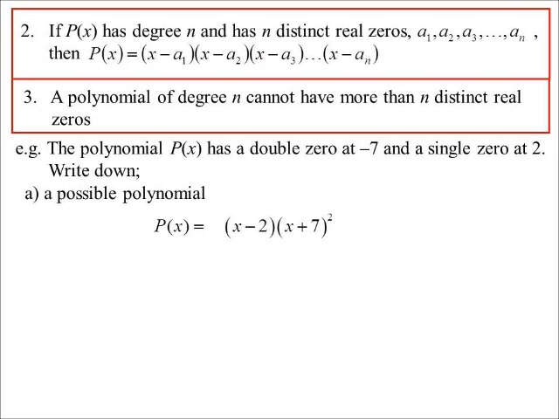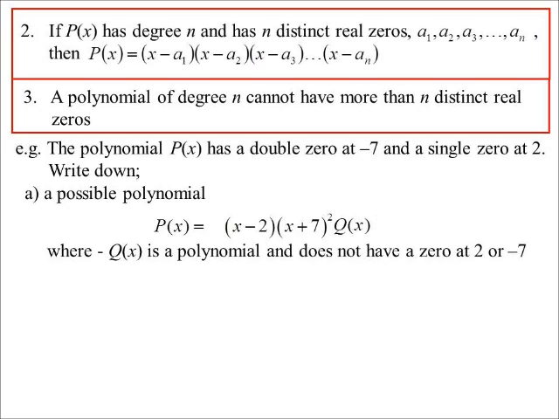So I know x minus 2 is a factor. I know x plus 7 squared would also be a factor. But it might not be a cubic. All it says is it's a polynomial. So it could be multiplied by some other polynomial. But that other polynomial can't have a 0 at 2 or negative 7. Because if it did, then our whole polynomial would no longer have a single 0 at 2 and a double 0 at negative 7. So the only thing I know about this other polynomial is it won't have a solution of 2 or negative 7.